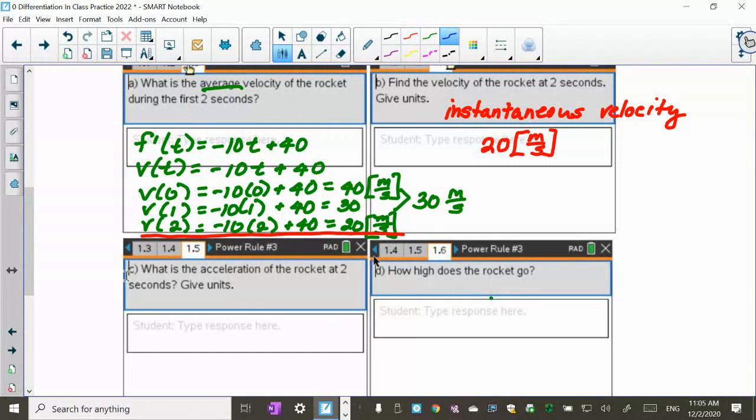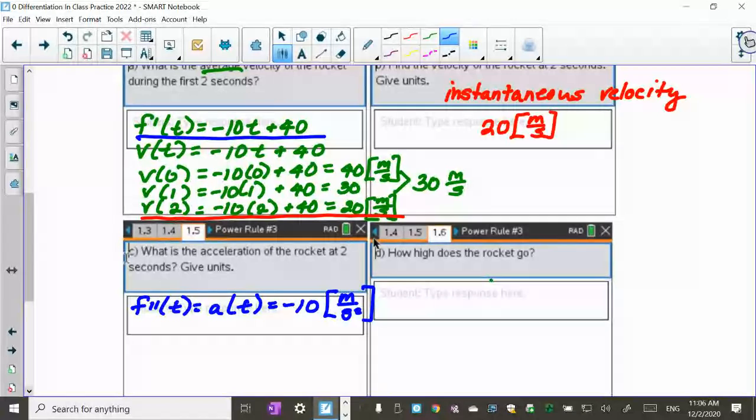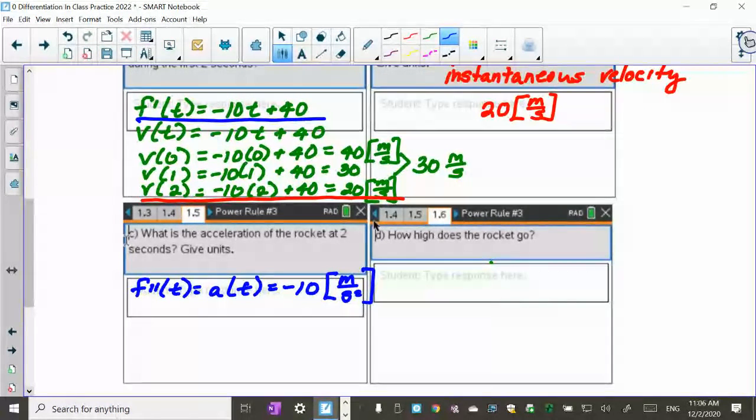The next thing they ask is, what is the acceleration? Well, I know acceleration is my second derivative. And so I'm going to come up here and take the derivative of this, and when I do, I get negative 10. And our units are going to be in meters per second squared because I took the derivative of the derivative. That's our acceleration. It's negative because it's in a downward direction, and acceleration due to gravity does pull it down. In this question, it's a nice number, negative 10.